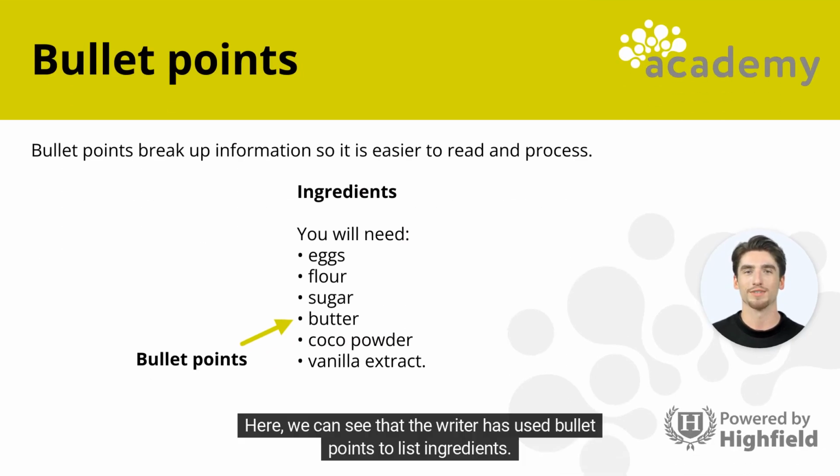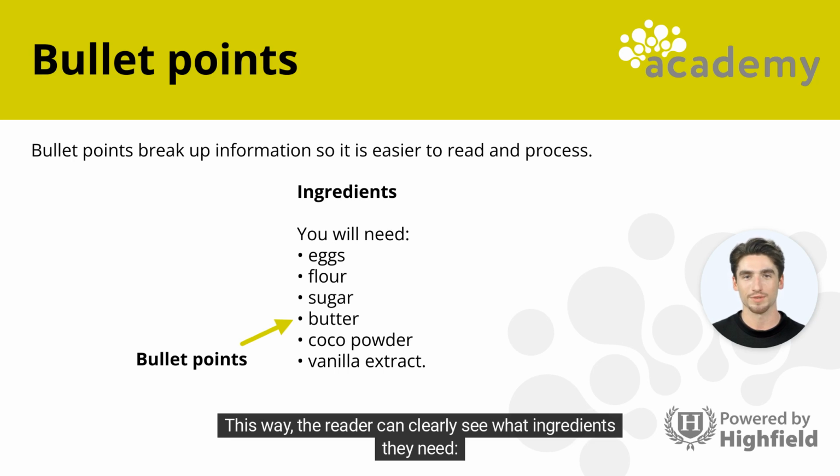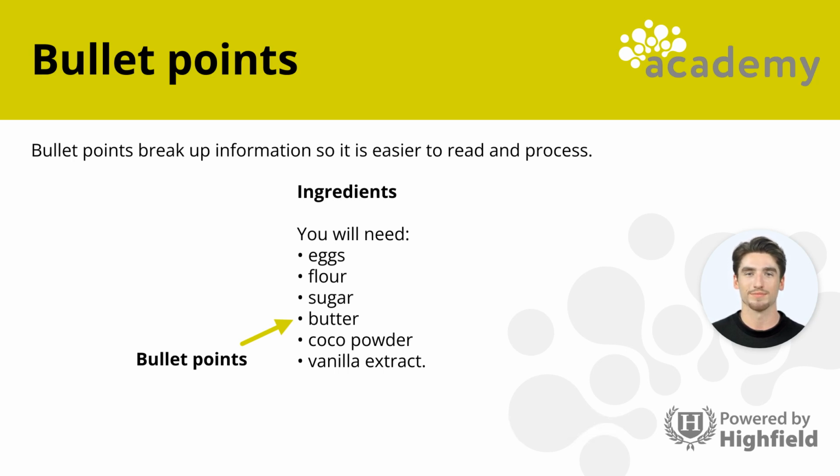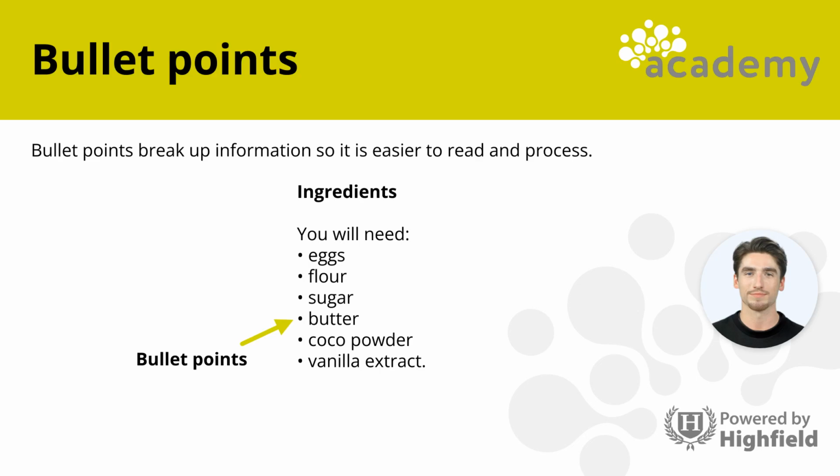Let's move on to bullet points. Here, we can see that the writer has used bullet points to list ingredients. If they had written this as a sentence, it would be long and difficult to read. This way, the reader can clearly see what ingredients they need. The information has been broken up, so it is easier to process.